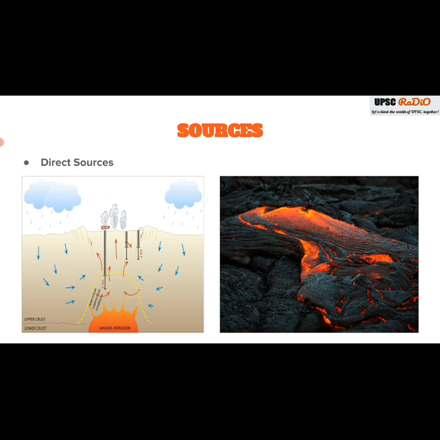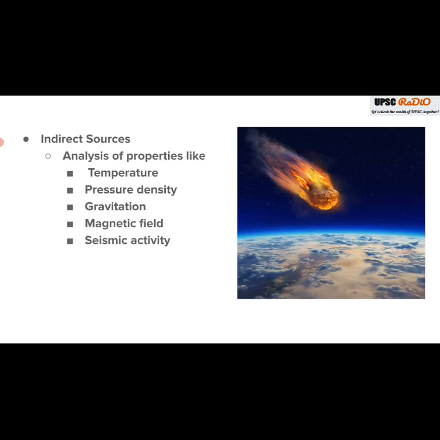The second one is the indirect sources, that is, the analysis of properties like temperature, pressure, density, gravitation, magnetic field, and seismic activity provide information about the interior. Also, meteors are the next important indirect source. They are found to have similar structure as that of Earth because probably they were born together at the time of the beginning of the universe.